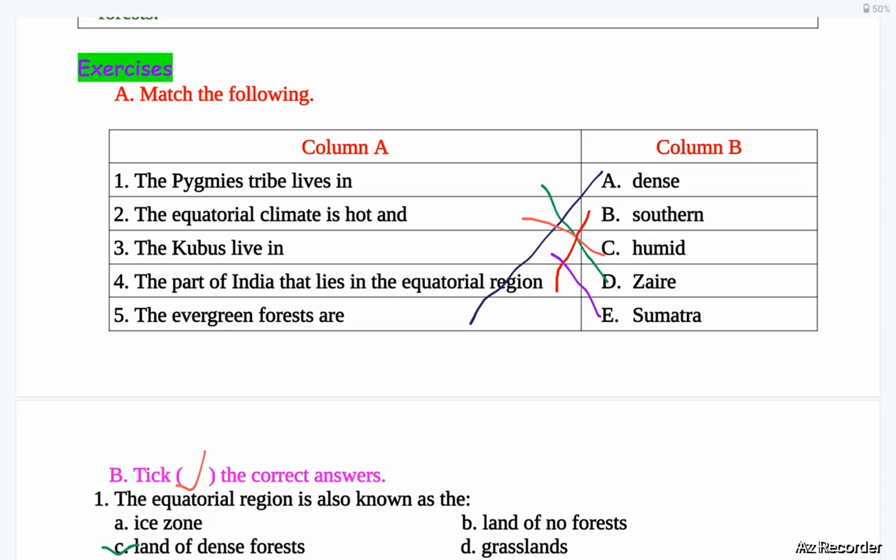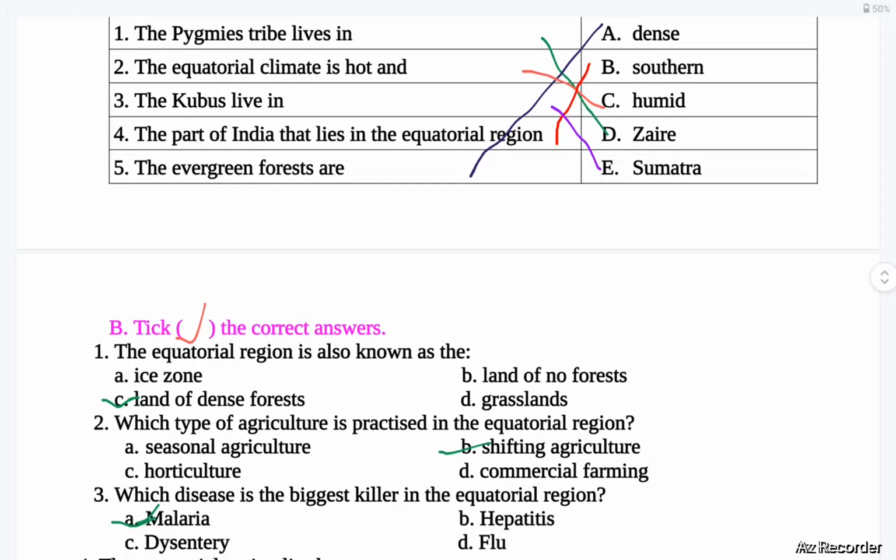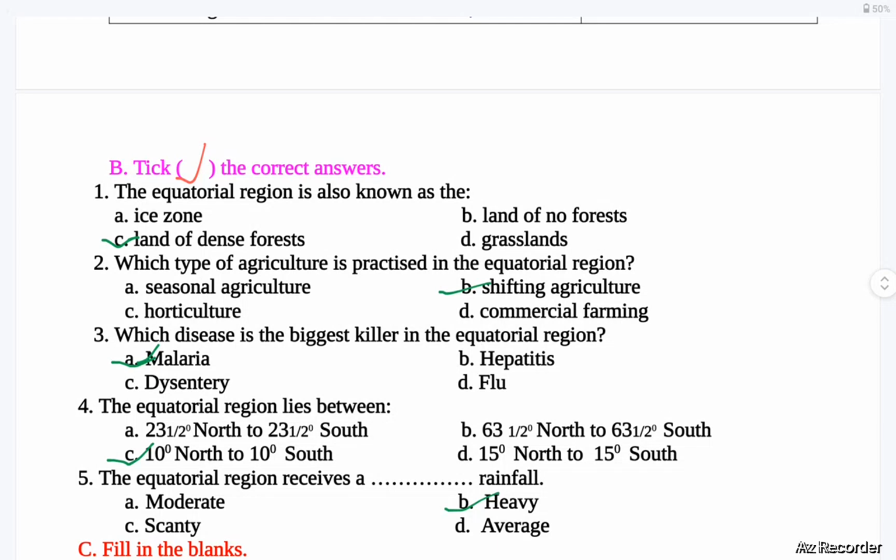So next question is, the part of India that lies in the equatorial region. The answer is southern. The next question is, the evergreen forests are. The answer is dense. The next question is B. Tick the correct answers.